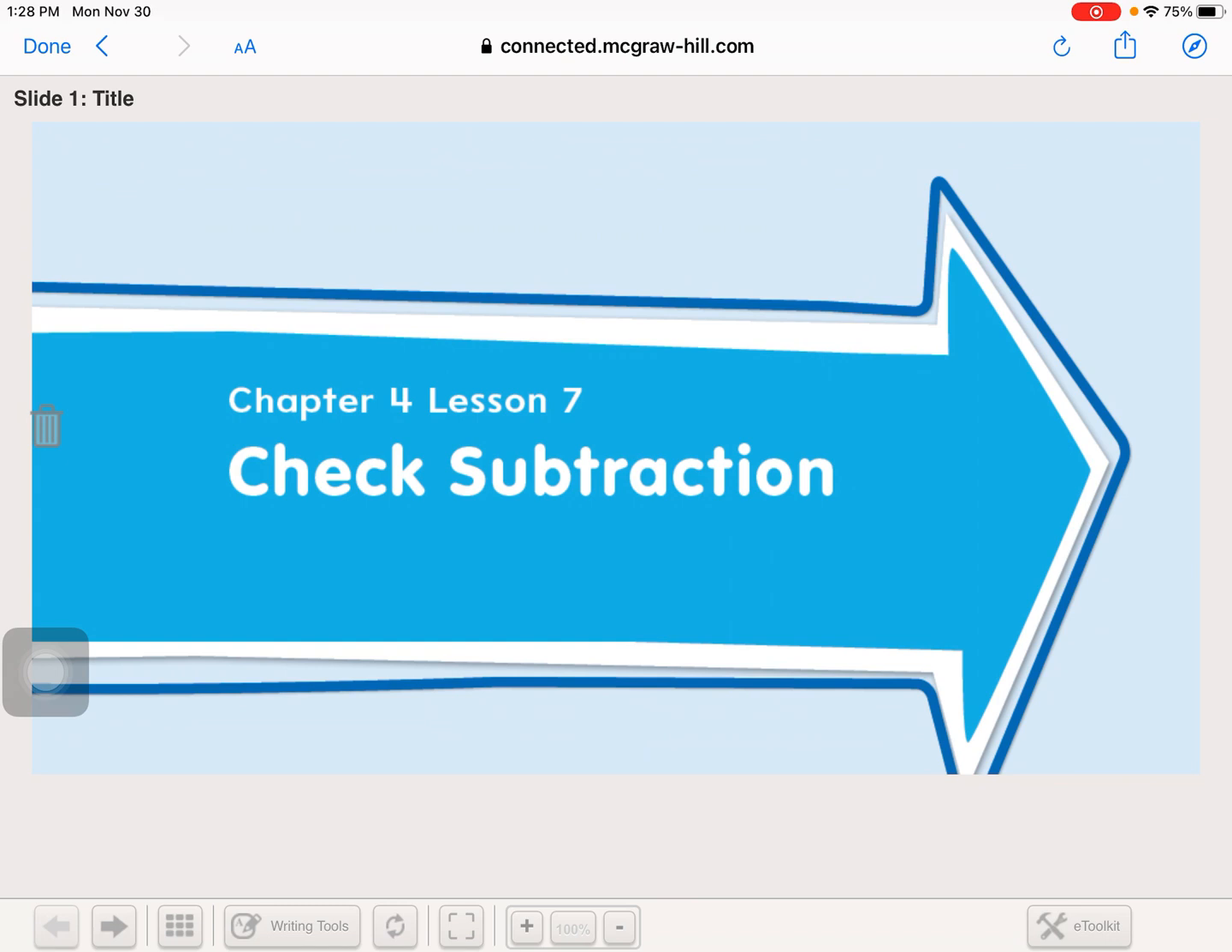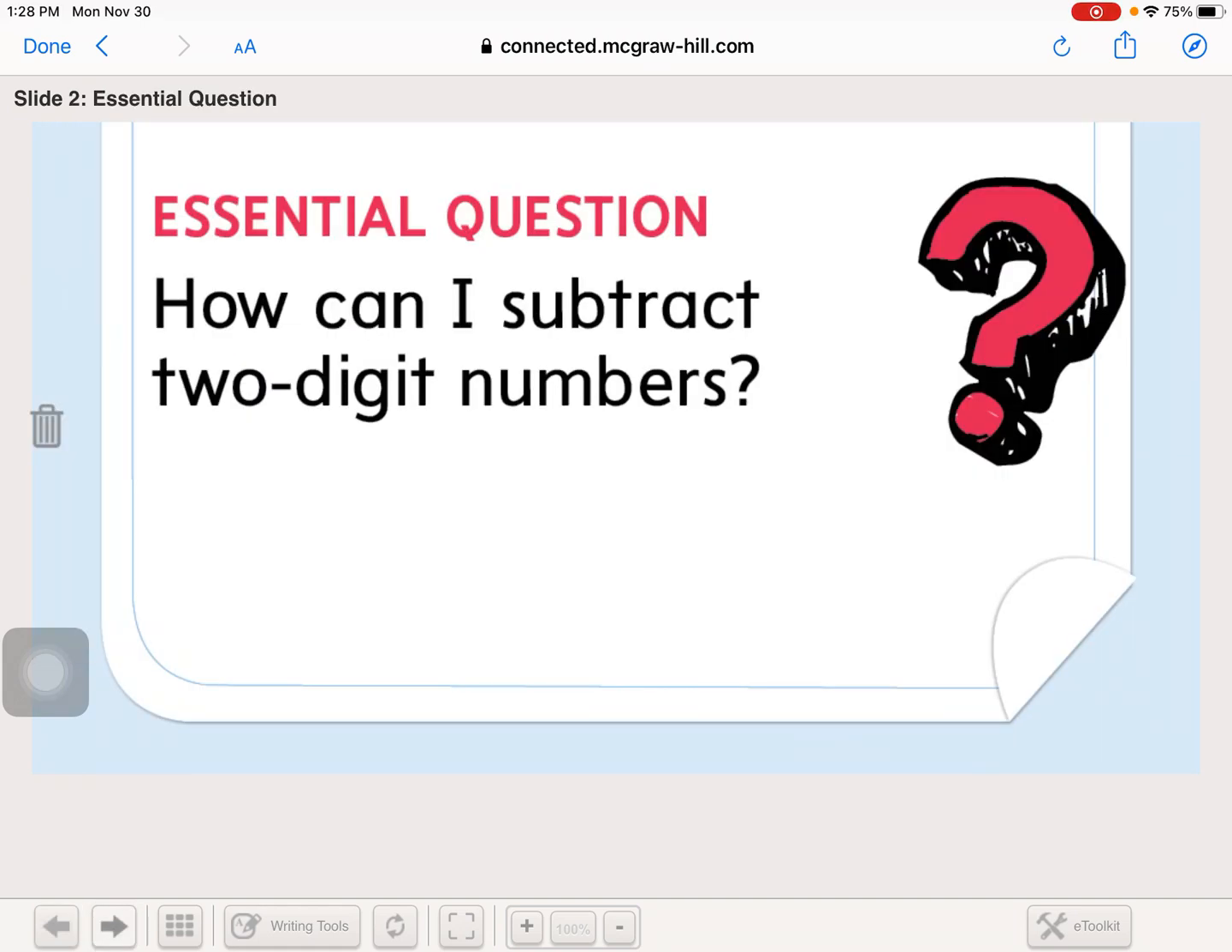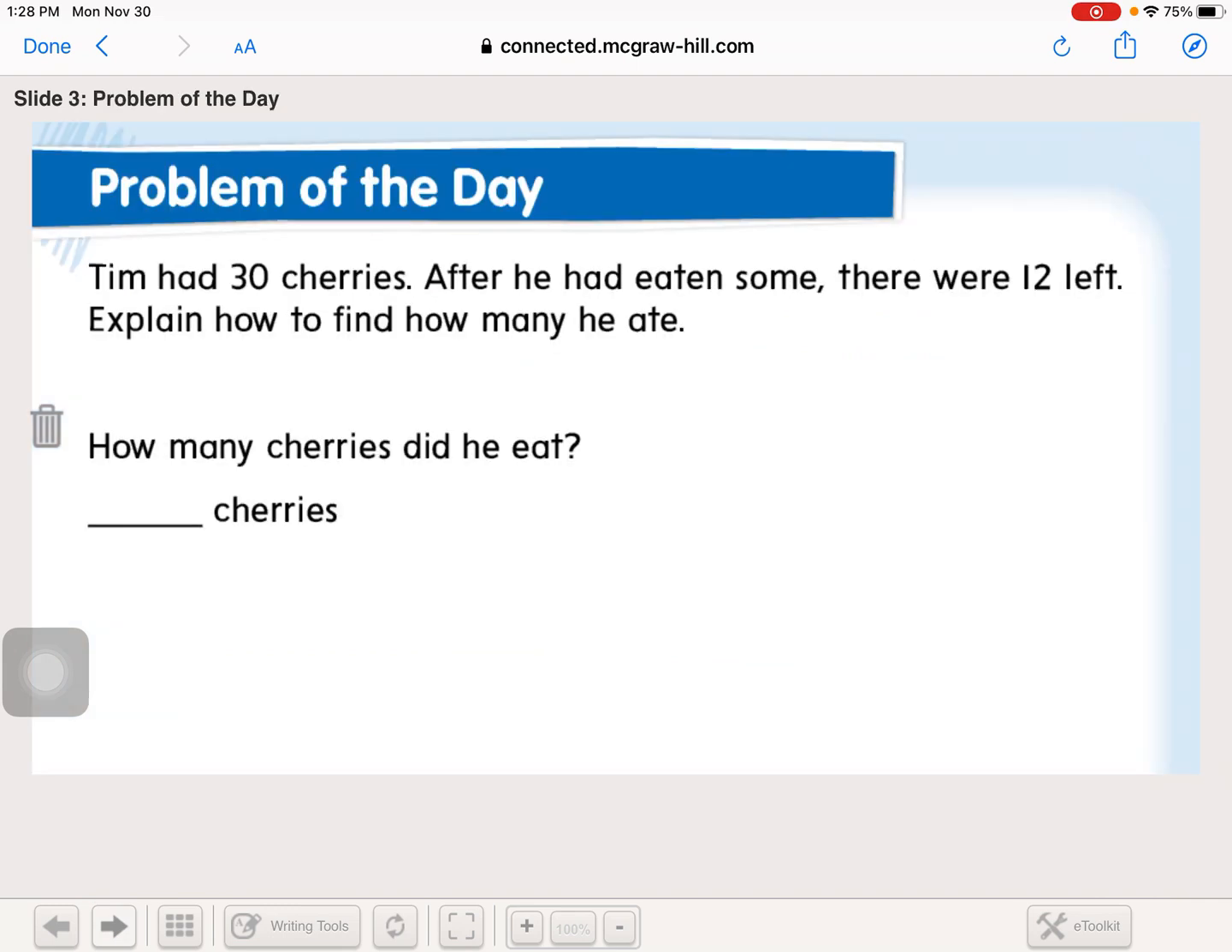So many of you probably enjoy addition better than subtraction. It just seems to make more sense to go forward in our brains than counting backwards. Not for everyone, but for a lot of people. And so one thing we can do is use addition to our advantage to help check our subtraction answers. So how can I subtract two-digit numbers?